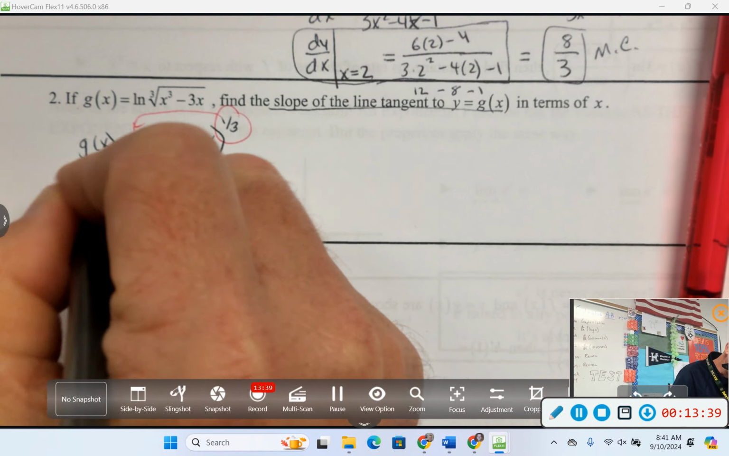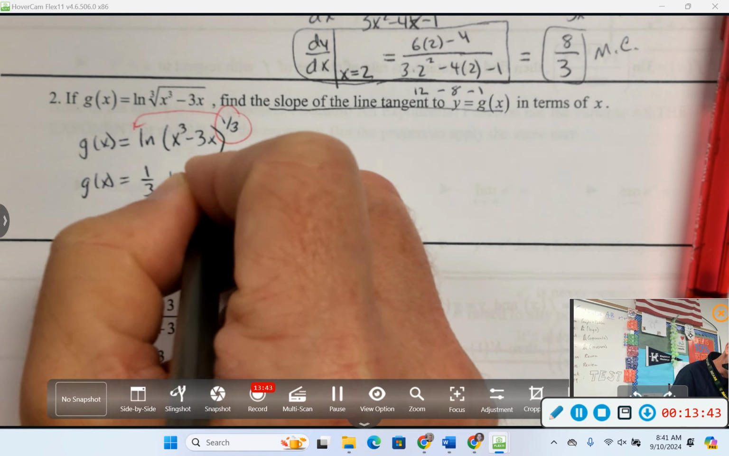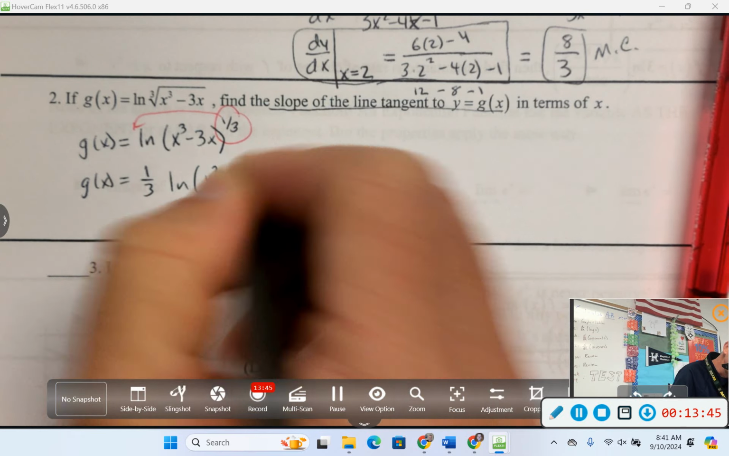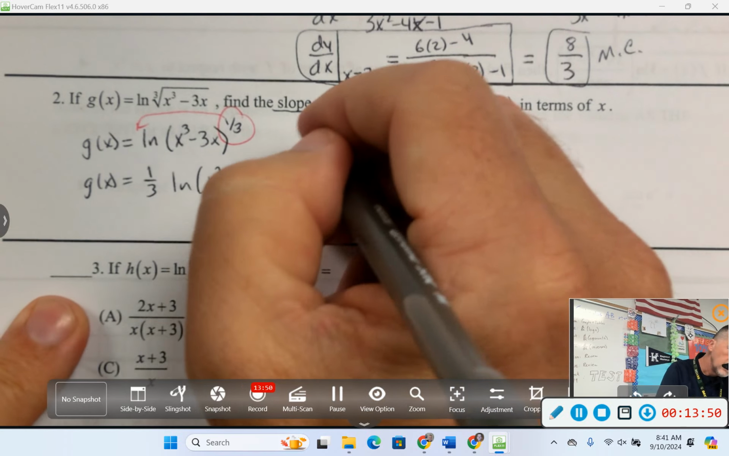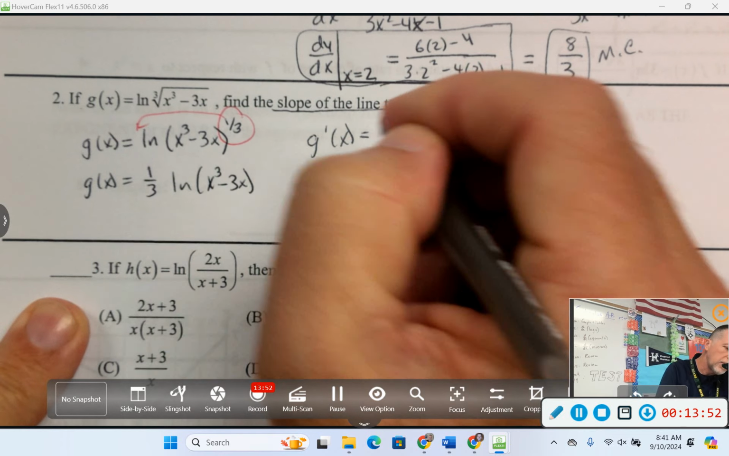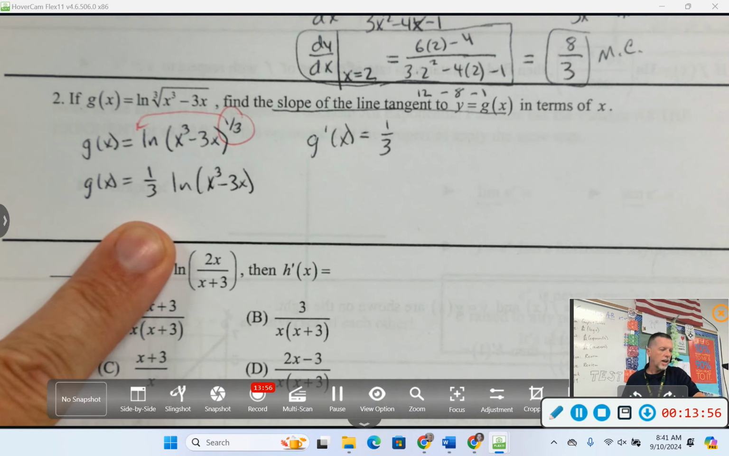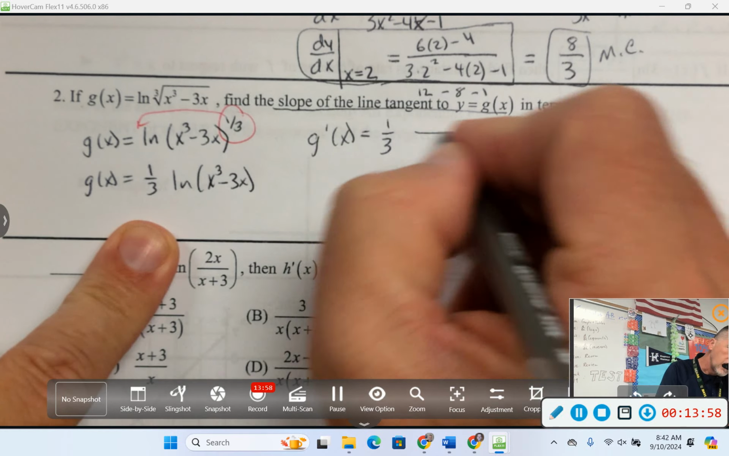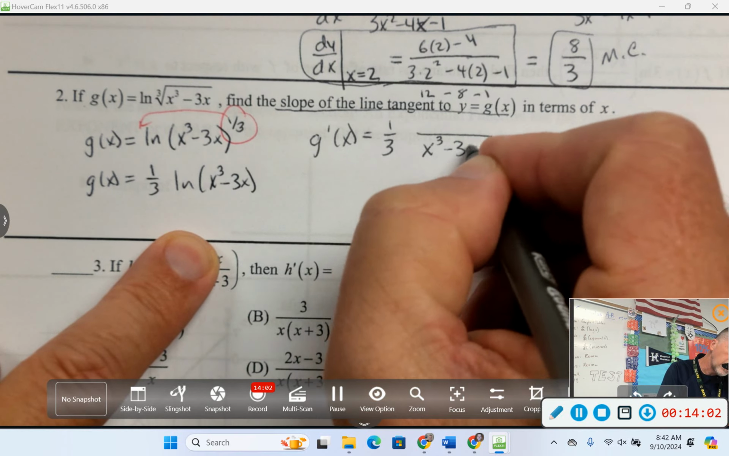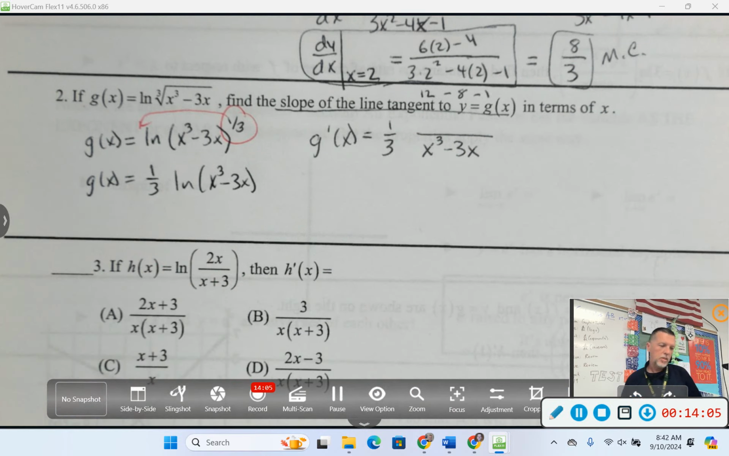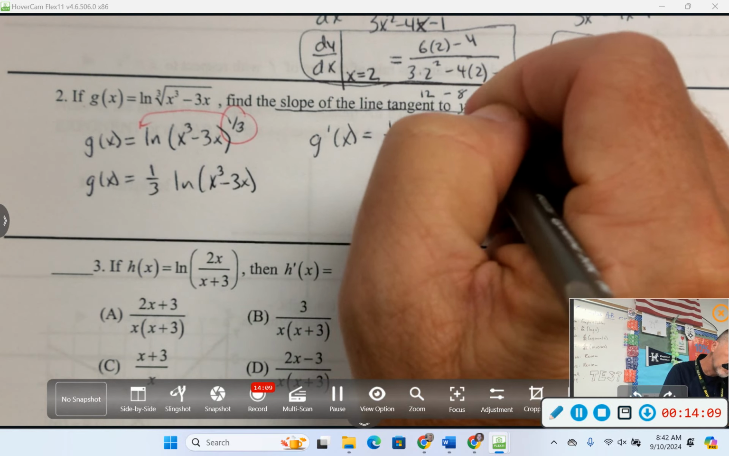I haven't taken a derivative yet. I'm still just doing algebra. 1/3 natural log x cubed minus 3x. This is going to be a whole lot easier now. So g prime, 1/3 goes along for the ride. 1 over the argument x cubed minus 3x times the derivative of the argument, 3x squared minus 3.